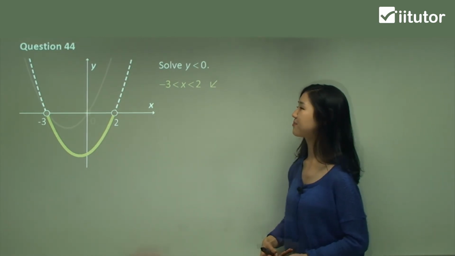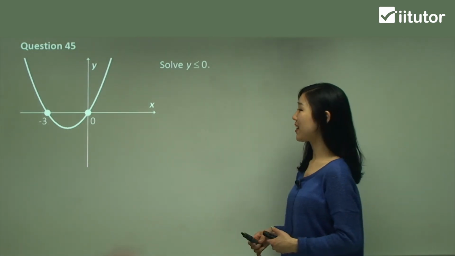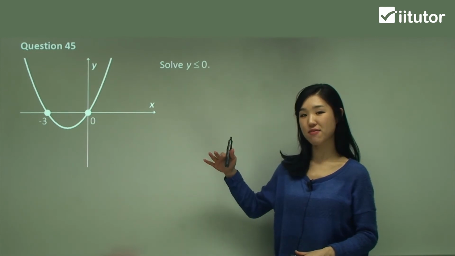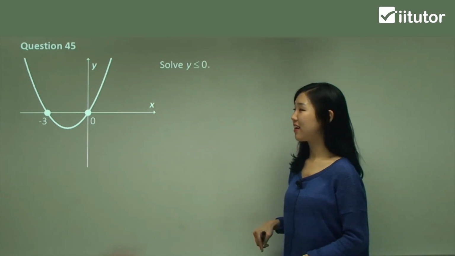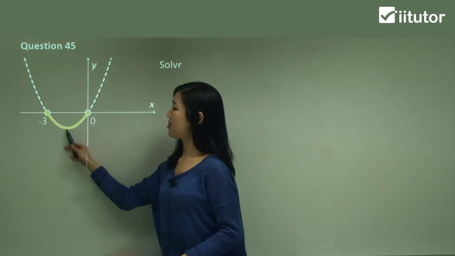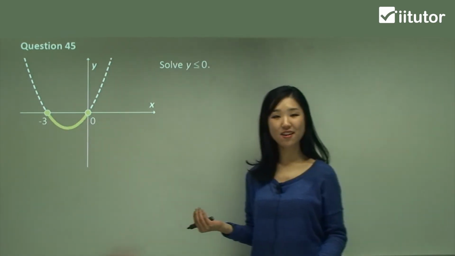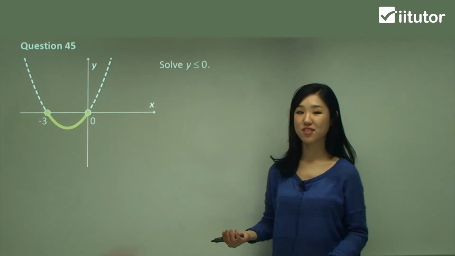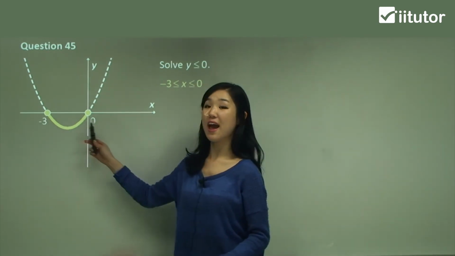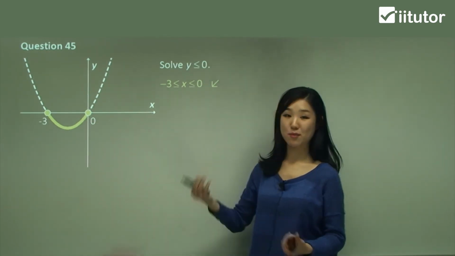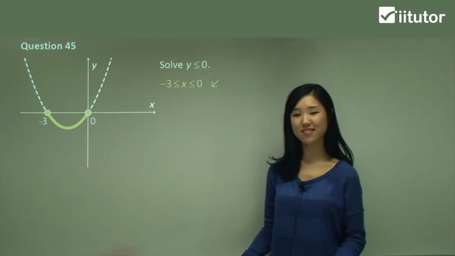That's pretty much it. So question 45 says solve y is less than or equal to 0. So again, this time it's the parts of the graph that are below the x-axis, and of course including the x-axis as well. So we're going to be including this part which is below the x-axis as well as these included parts, because they're on the x-axis. So basically x is between -3 and 0, but make sure you're including the equal signs as well. So x is greater or equal to -3 but less than or equal to 0. Okay, so it's very simple.